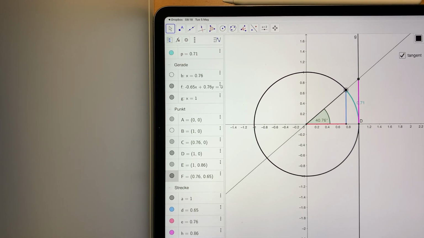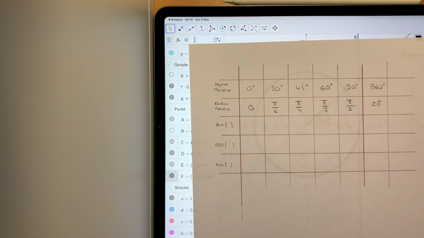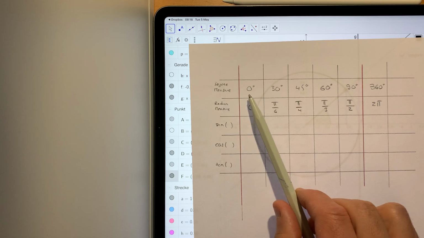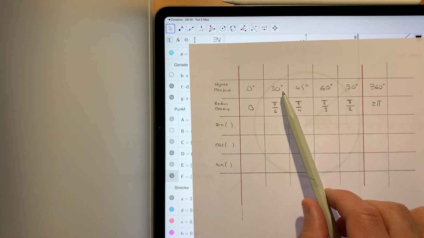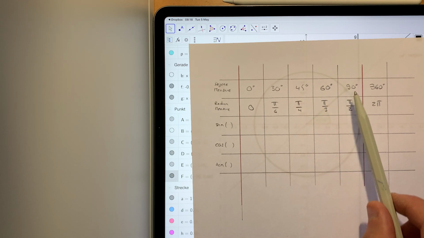Hi, I'm Mr. Huber, and in this video I would like to talk about this table. Well, you have your degree measure: 0 degrees, 30 degrees, 45 degrees, 60 degrees, and 90 degrees.